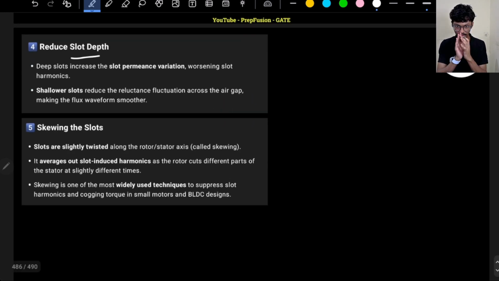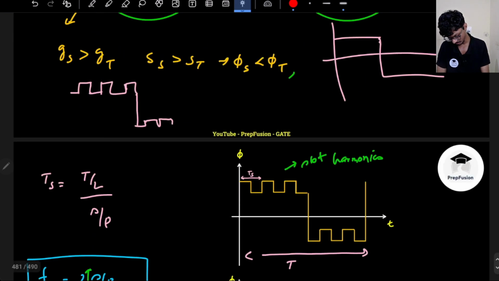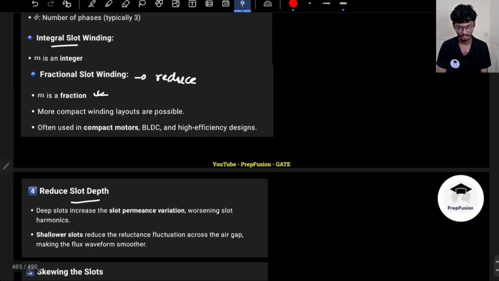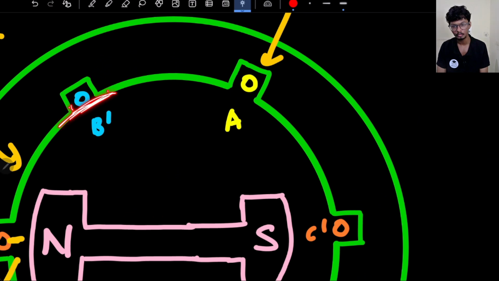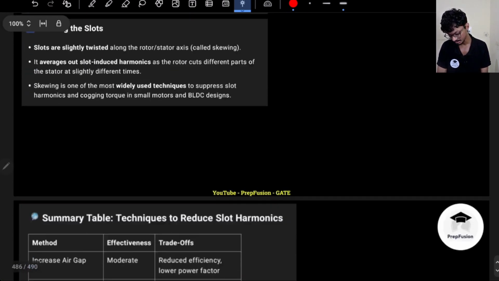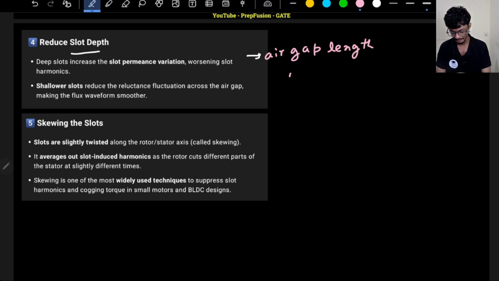Also we can reduce the slot depth, meaning this slot depth. Not increase, I think it should be reduce. Reducing the slot depth, basically this depth. If I reduce this distance, of course, this will be closer, so the air gap will be more uniform, so that will also help us in reducing the harmonics. So the air gap length will be more uniform.